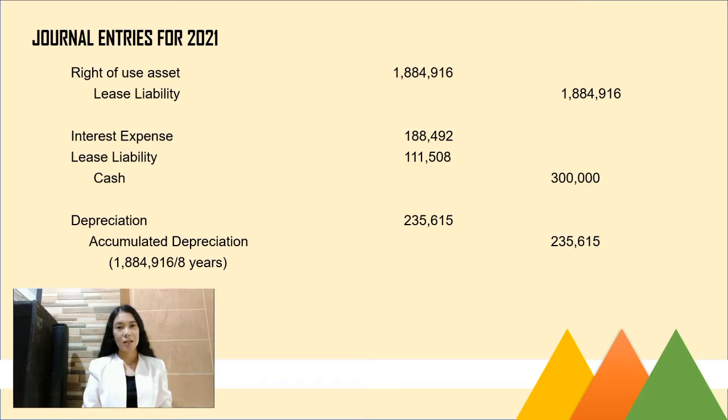So the last entry, we record the annual depreciation. So debit depreciation 235,615 and we credit accumulated depreciation amounting to 235,615. So, it should be noted that the depreciation is based on the lease term of 8 years because there is neither a transfer of title nor purchase option.